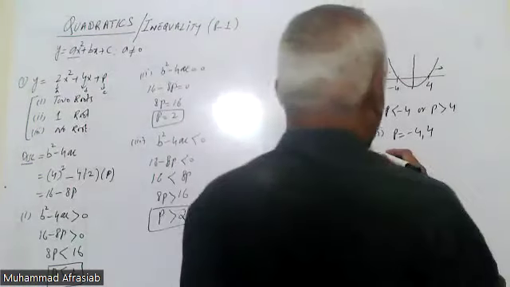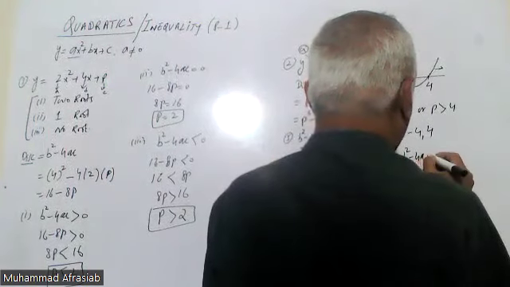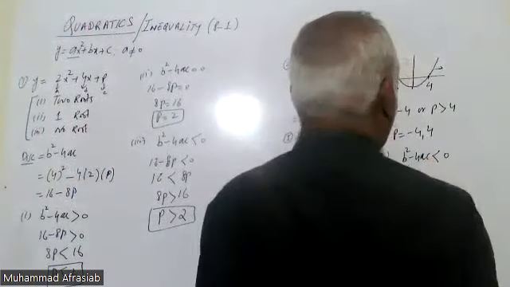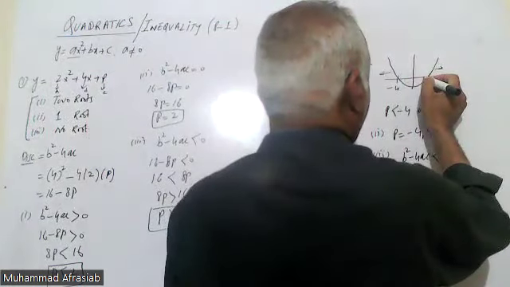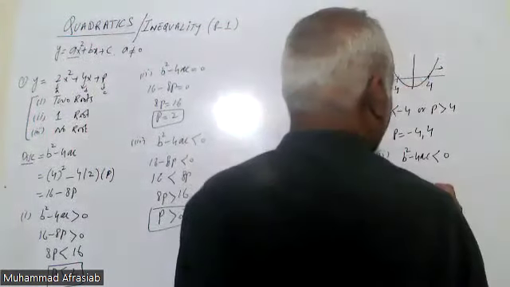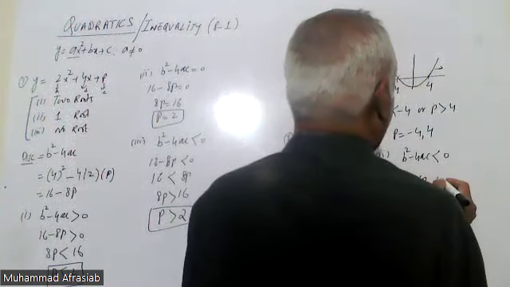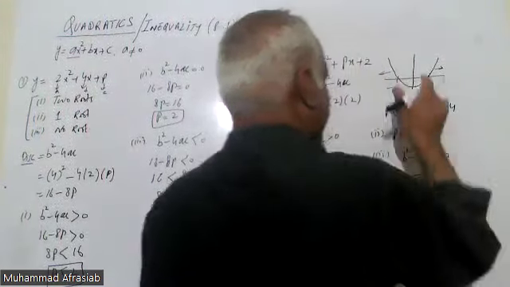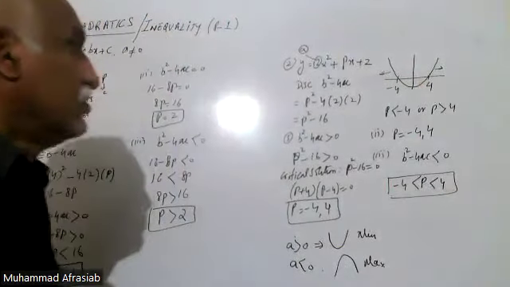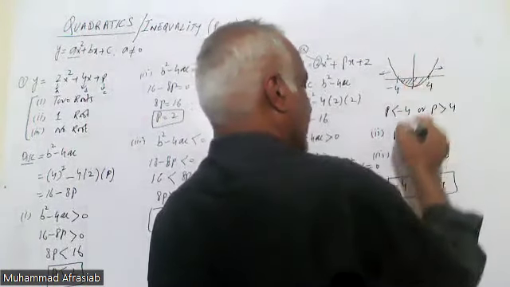And for the third part, it has no real root. That means b squared minus 4ac should be less than 0. And from this graph, it is less than 0 between minus 4 and 4. So the p value will be greater than minus 4 and less than 4 is the answer for this part, because it is less than 0 in this portion. So that answer is minus 4 to 4.